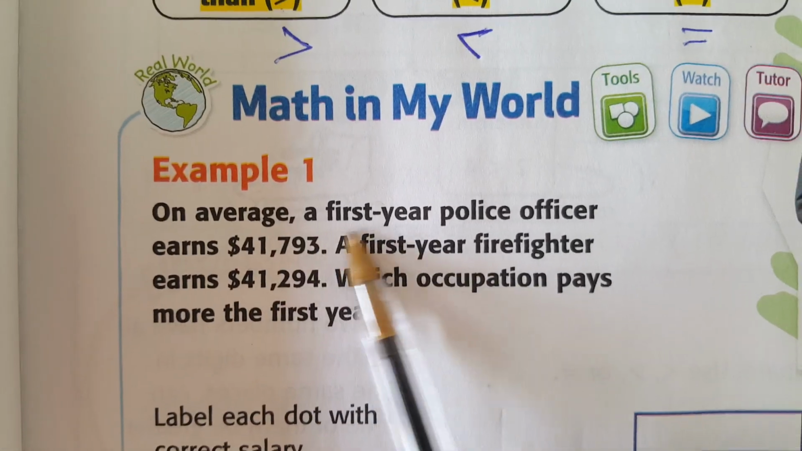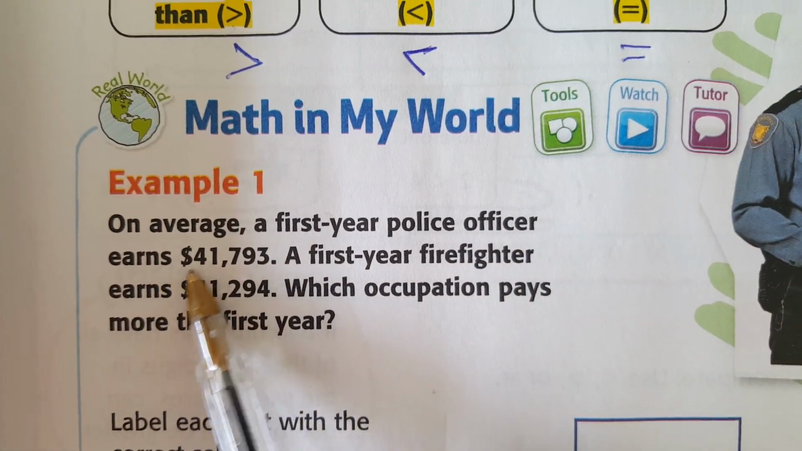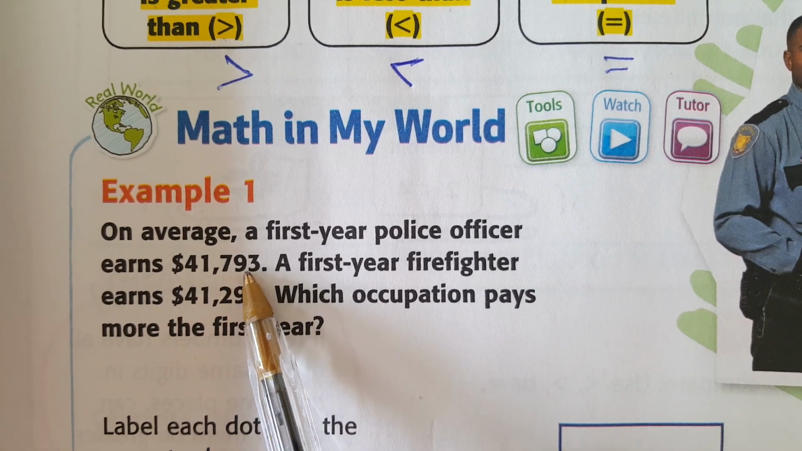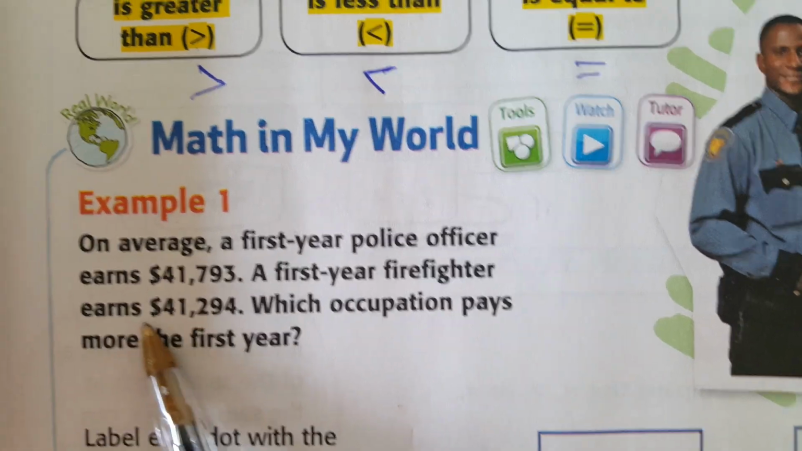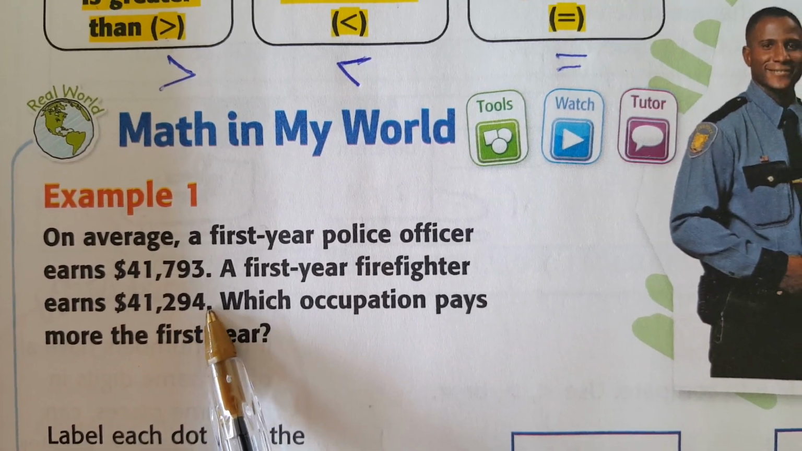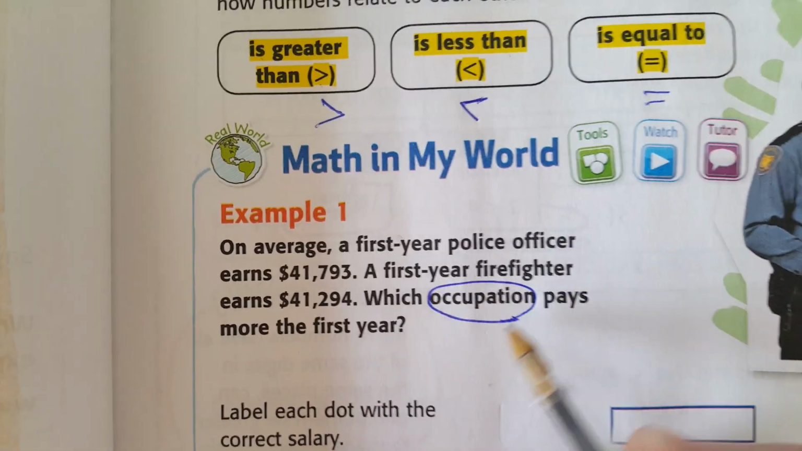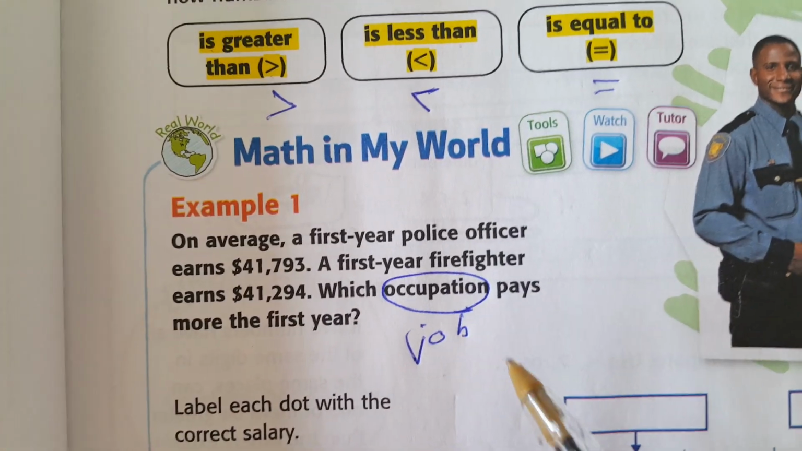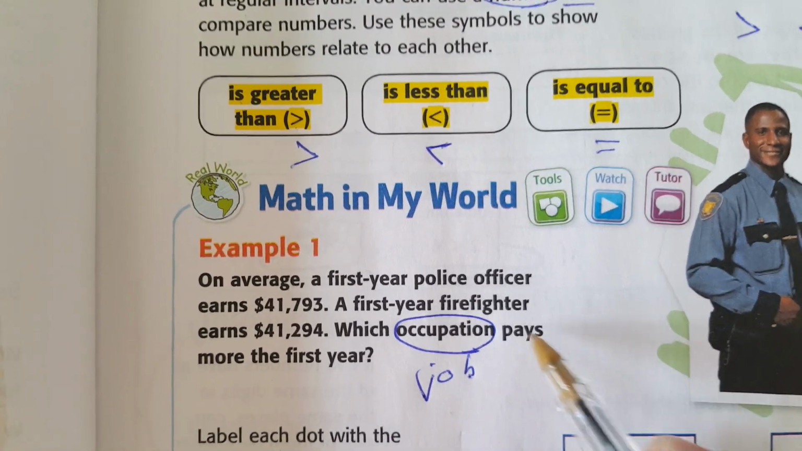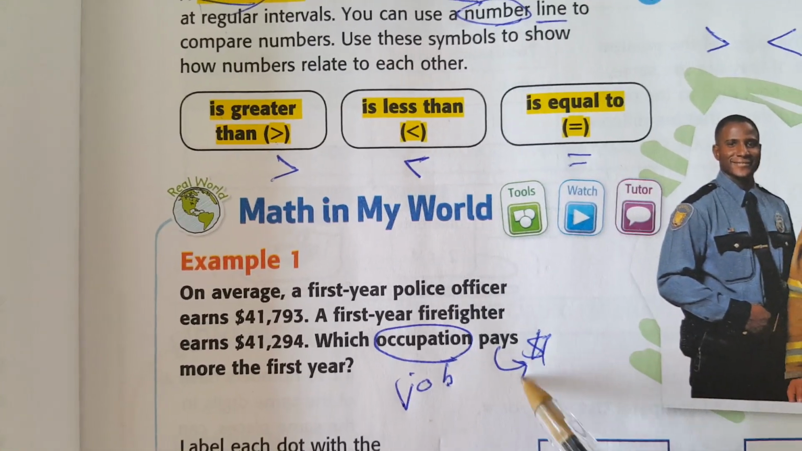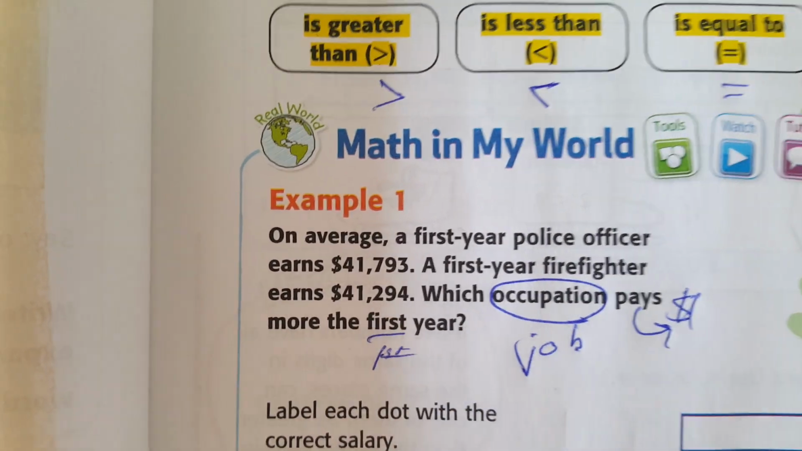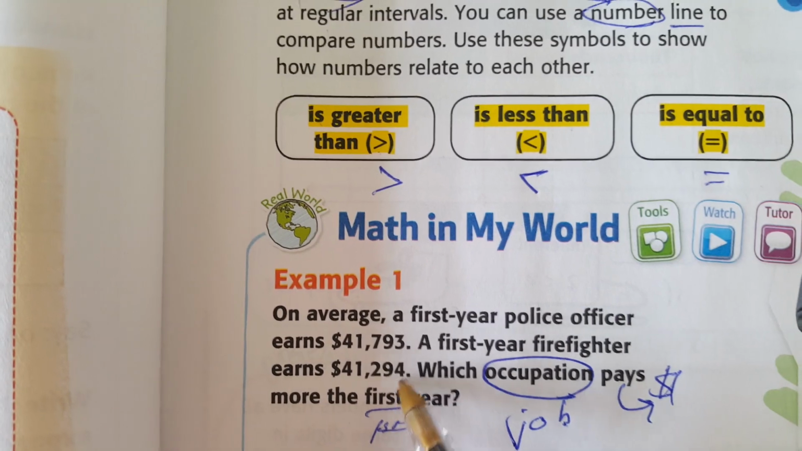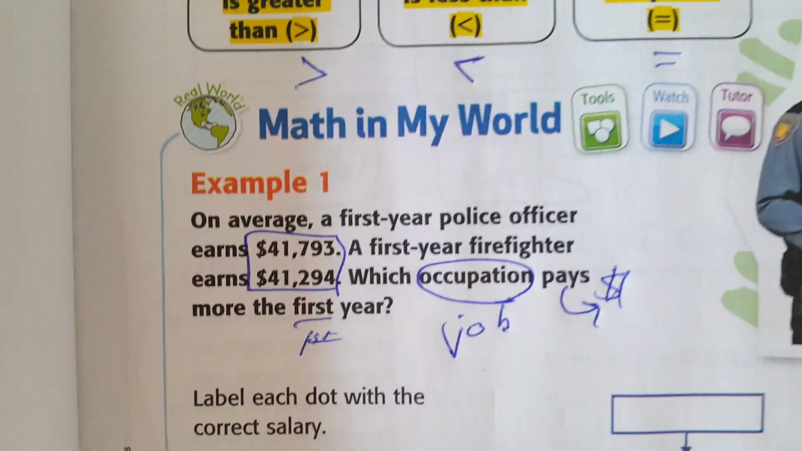On average, a first-year police officer earns $41,793. A first-year firefighter earns $41,294. Which occupation, if you don't know what occupation means, it means job, pays, think of pays as money, more the first year? This is first. Notice how I'm writing around here. Here are the key numbers. Okay.